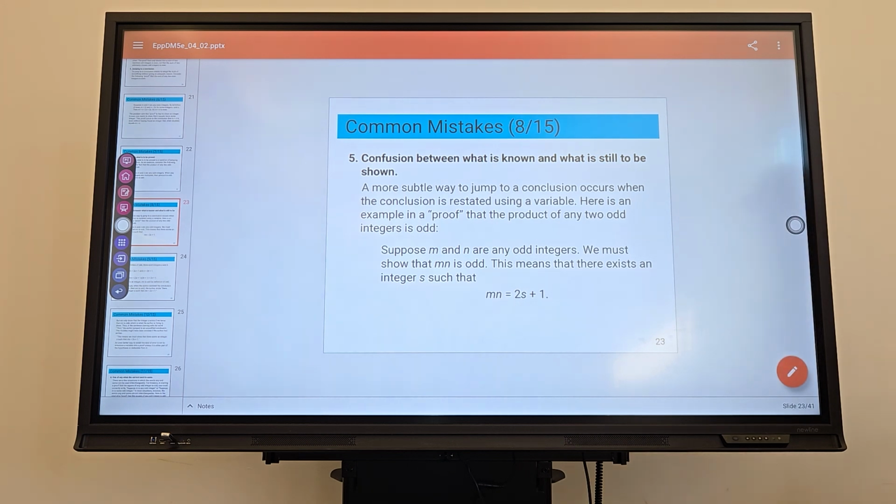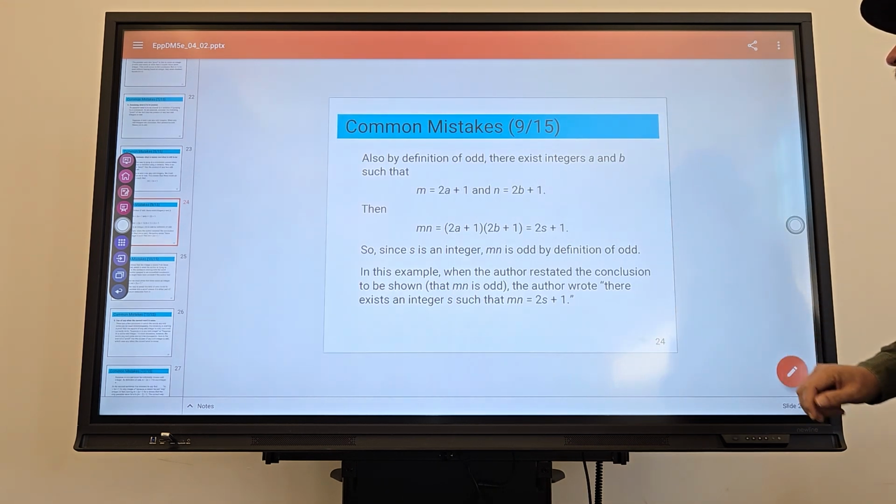Suppose that m and n are any odd integers. We must show that mn is odd. This means that there exists an integer s such that m times n equals 2s plus 1. Also, by definition of odd, there exist integers a and b such that m equals 2a plus 1 and n equals 2b plus 1. Then mn equals (2a plus 1) times (2b plus 1), which equals 2s plus 1. So since s is an integer, mn is odd by definition of odd.